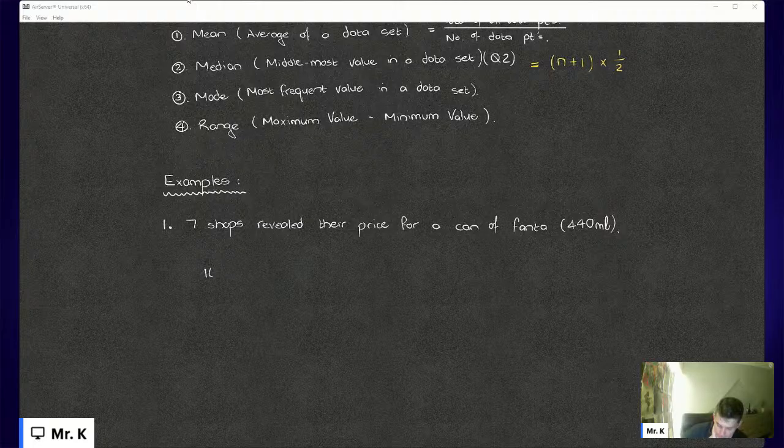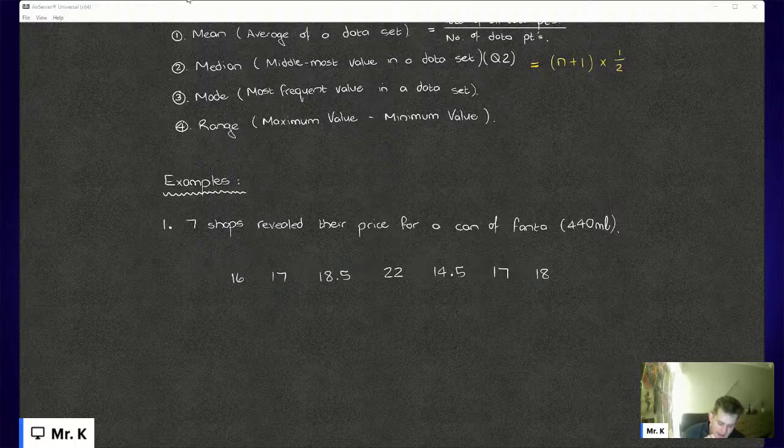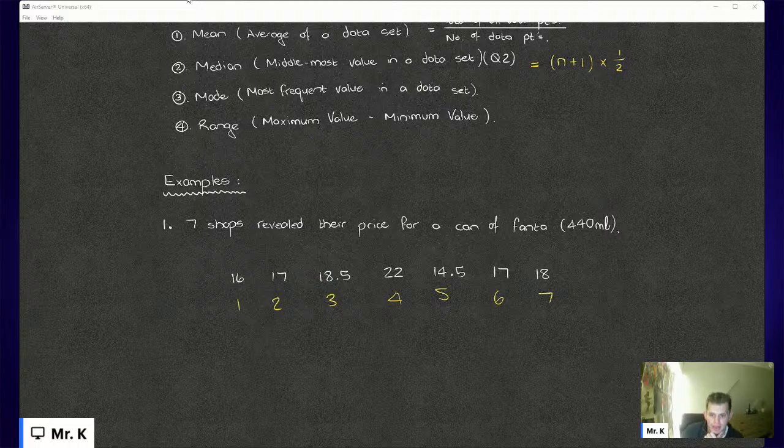One shop sells it for 16 Rand, another for 17 Rand. A third shop sells it for 18.5 Rand. A really expensive shop sells it for 22 Rand. There's a local shop sort of nearby to where I stay that sells it for 14.5 Rand. Another shop also sells it for 17 Rand. And finally, there's one last shop that sells it for 18 Rand. So over here, we have 7 independent prices. 1, 2, 3, 4, 5, 6, 7 prices.